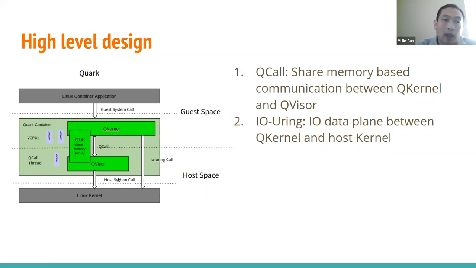We find that even with the QCall mechanism, the latency and throughput for some system calls is still very high. So we also use io_uring, the Linux io_uring, to accelerate the process. With io_uring, the QCall and the Linux kernel directly share memory, and then the QKernel can send the IO request to the Linux kernel directly. So in this way, we can get much better performance than the QCall and the hypercall.